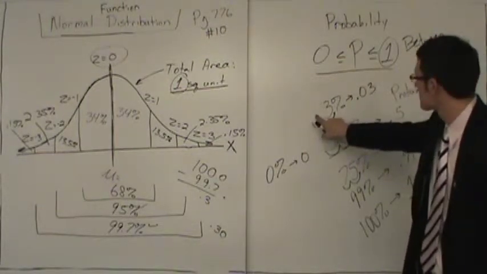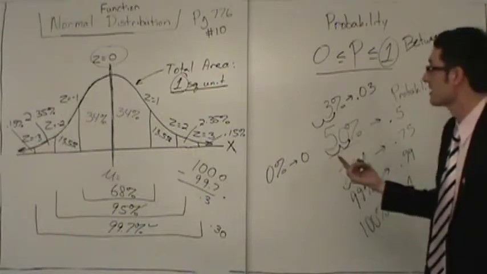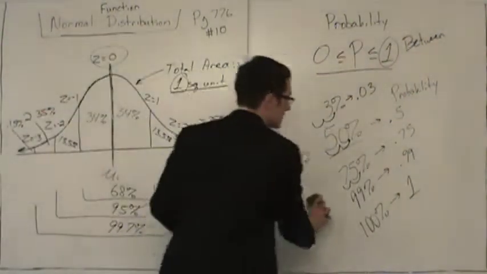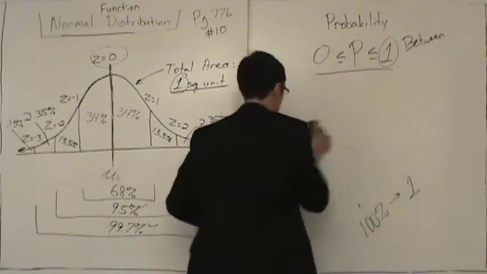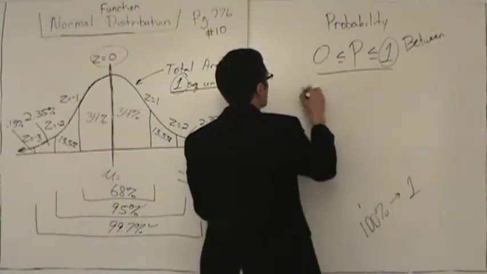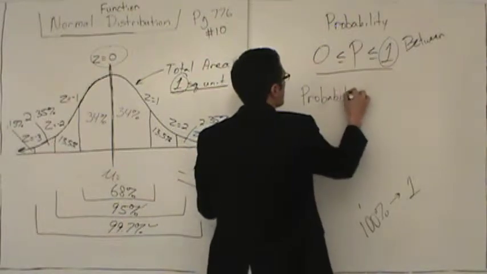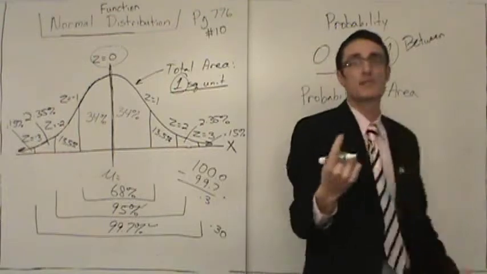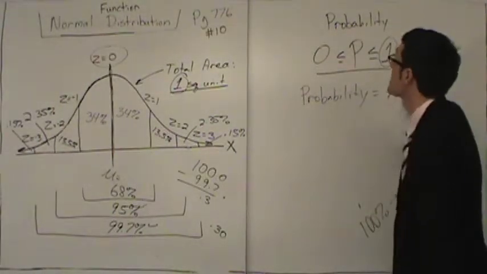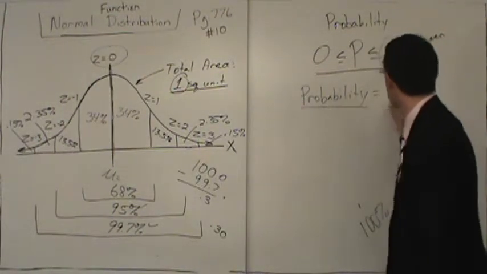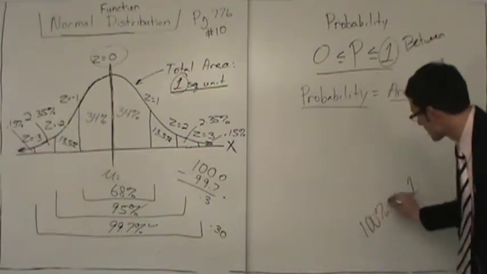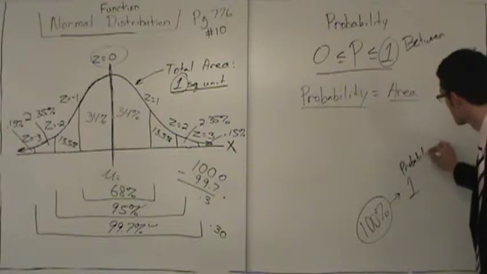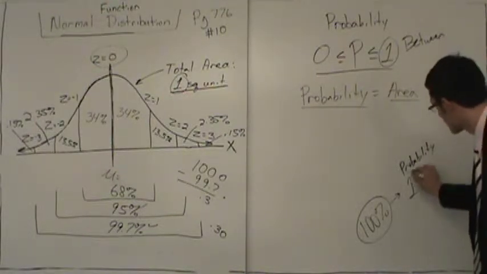Everywhere you see an empty space, put a 0. So 0.03 is the probability. Now, another thing you have to know, I'm going to leave the 100% up here for a moment. Probability is equal to area. Area is the same as probability. Probability is the same as area. So if I say here, what is 100% chance? 100% chance is a probability of 1.